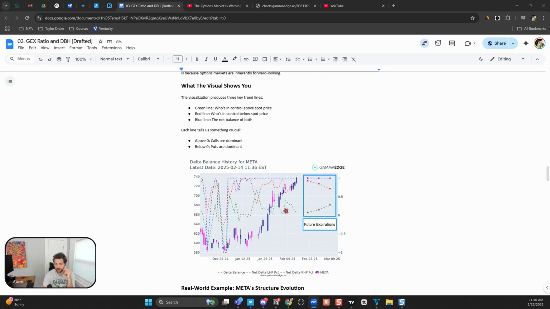The green line is what's happening above spot price. Remember, that can only be in the money puts or out of the money calls. So above 0, out of the money calls are winning the battle. Below 0, in the money puts are winning the battle.